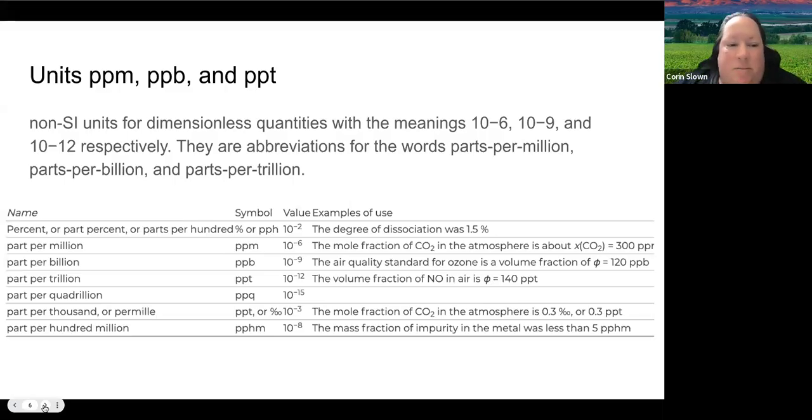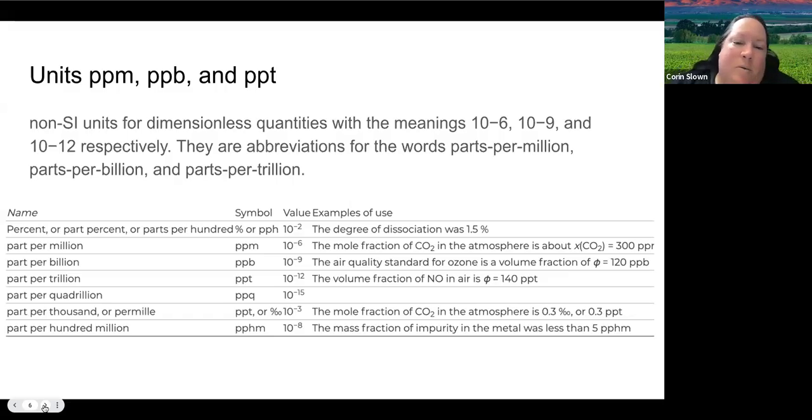And the reason why we're going to make sure that we revisit these is because of a couple of key examples. So parts per million, for example, we could refer to the mole fraction, the amount of carbon dioxide that's in our atmosphere. We could think about parts per billion in terms of the amount of ozone that is adequate and appropriate for our air quality. You could think about, say, for example, NO or nitrogen oxide, and the amount of NO that's present in the air we breathe normally.